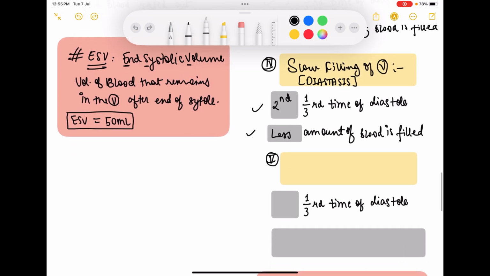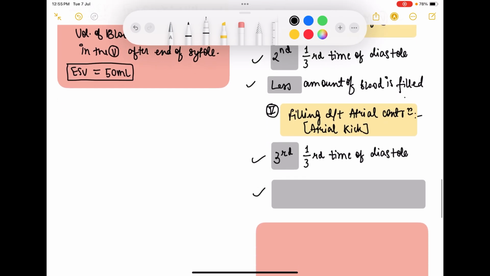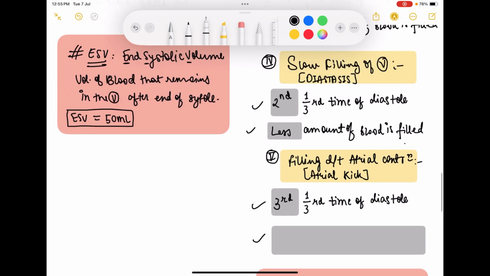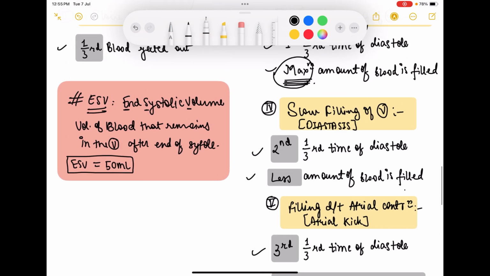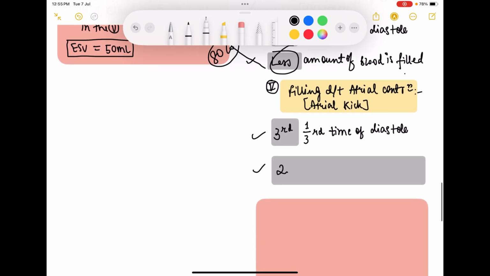Now the next stage is filling due to atrial contraction. This stage is also known as atrial kick. This stage constitutes the last, that is third 1/3 time of diastole. And see, this maximum and this less, these two constitute 80% of blood. So what about the remaining 20% of blood? Here, 20% remaining blood is filled in this stage.